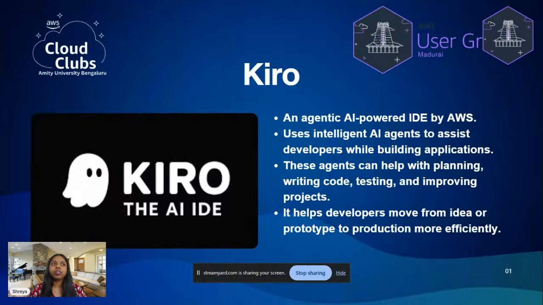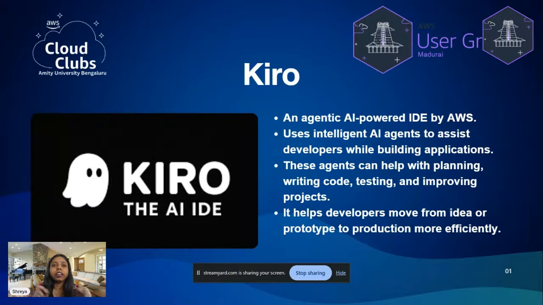I'll be talking about how you can use Kiro for your prototype to get your production grade application based on whatever idea you have in mind. Kiro is an agentic AI powered IDE by AWS, which uses AI agents to make your work simpler. You just give the prompt and it will give your whole application.